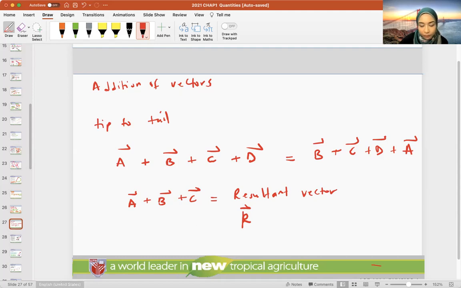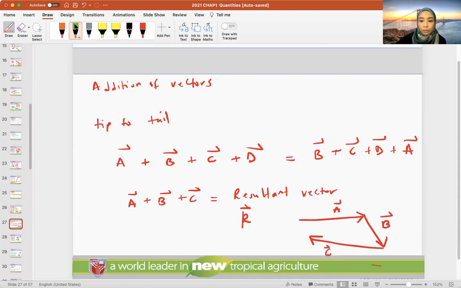Okay, what else? So tip to tail method. Let's say we're talking about A, B, C. So I start with A vector. I don't necessarily have to start with A, but in this case, I'm just following the order here. So the tip of A is connected to the tail of the next vector, whichever vector you want to draw. In this case, I'm drawing B. So the next vector's tail is connected to the tip. And then C, okay, C is like that for example.